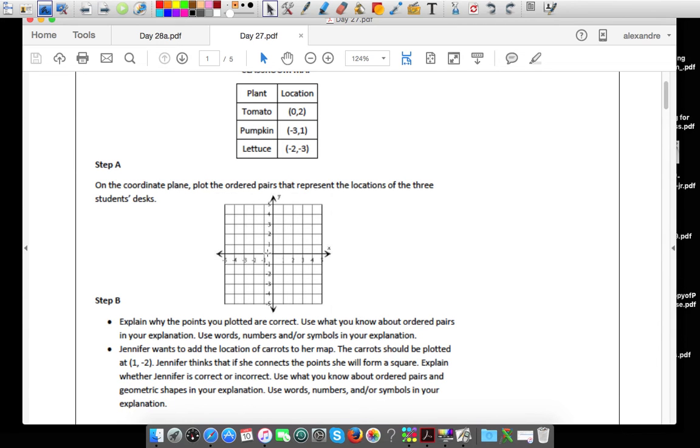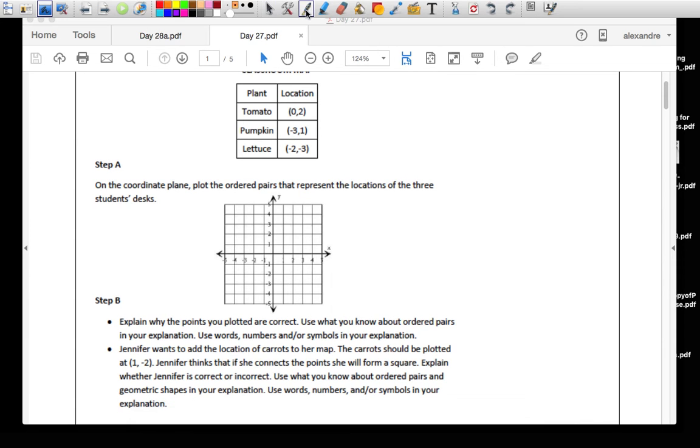So (0, 2), if you remember, the first number is your x value and the second number is your y value. The x value tells you either go right or left on the x line. So 0, you're staying where you are. Y is positive 2. So you start here, and (0, 2) is up here. So here's where your tomatoes are planted.